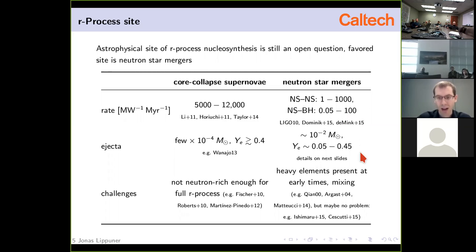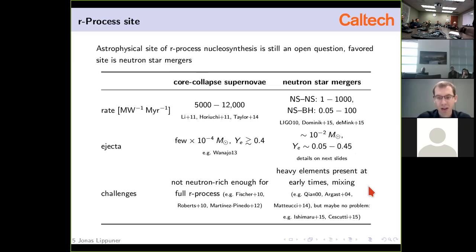But the nice thing is the ejecta from neutron star mergers tends to be very neutron rich. So we can get YE all the way down to 0.05. And then we have a spread in YE from 0.05 to almost symmetric, but the fraction of material that is very neutron rich will very easily make the full R process.